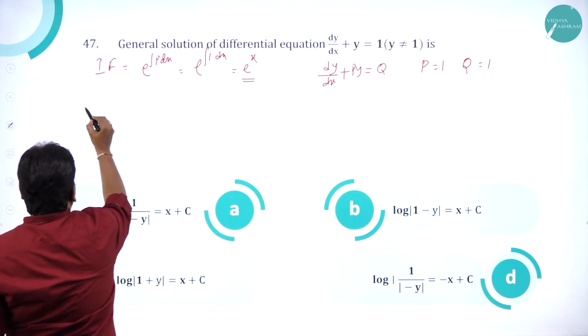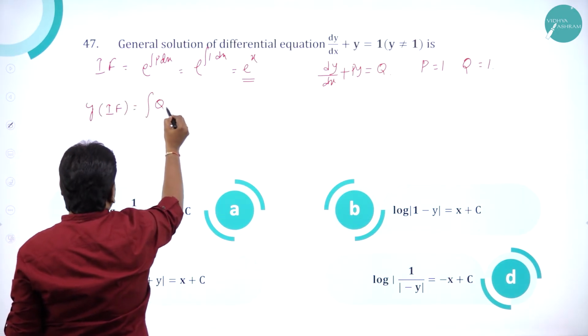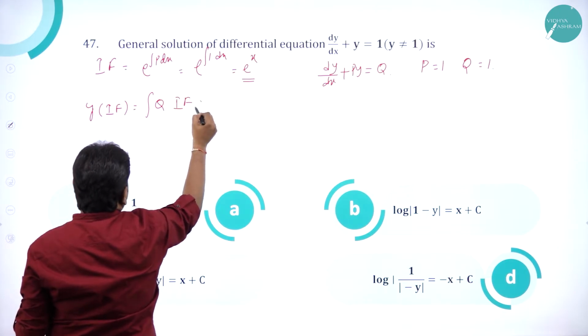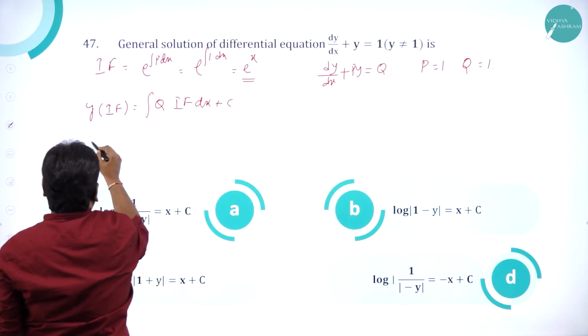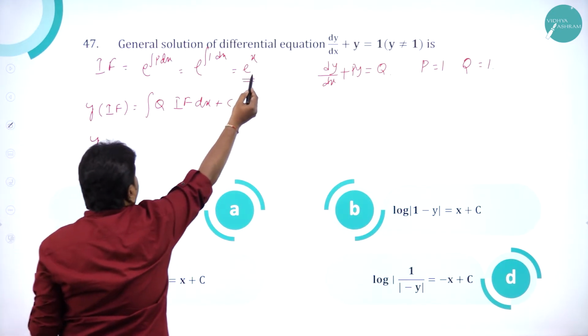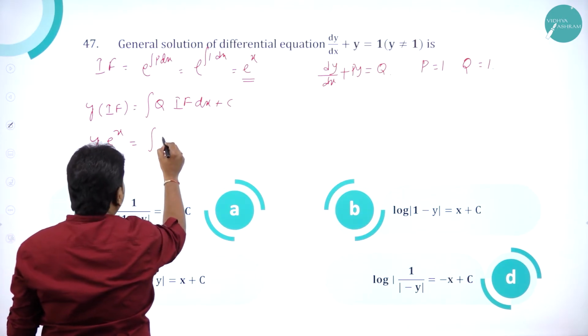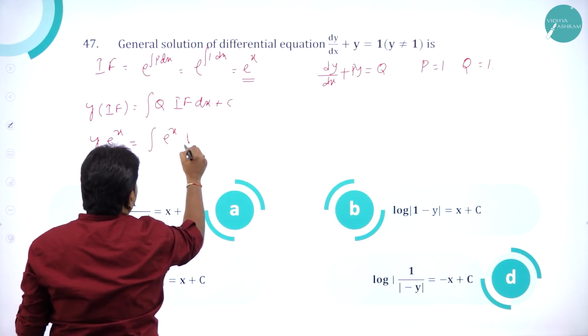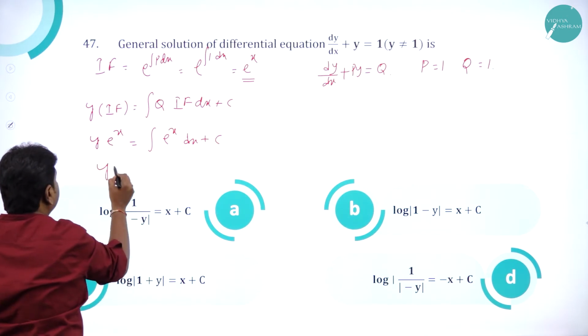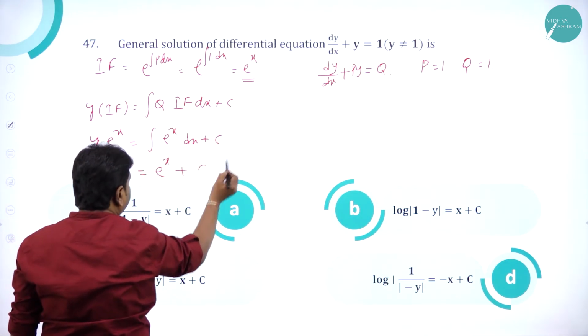Now we got the integrating factor. The solution is y into IF is equal to integration of q into IF dx plus c. Y into the integrating factor, which we got as e power x, is equal to integration of q, which is 1, into e power x dx plus c. The final answer is y into e power x is equal to e power x plus c.